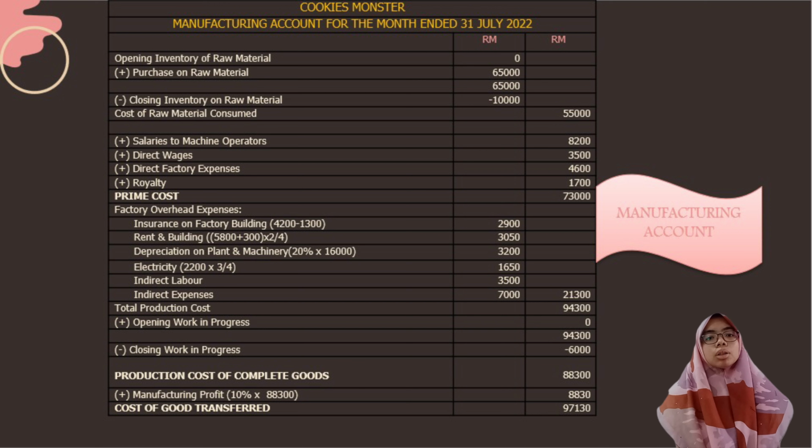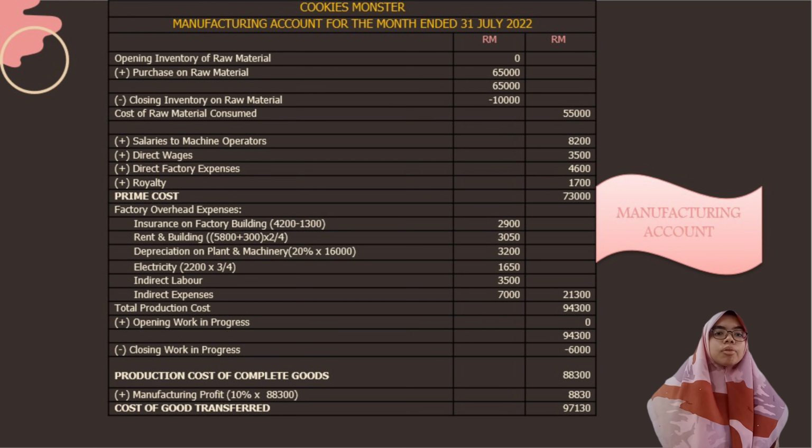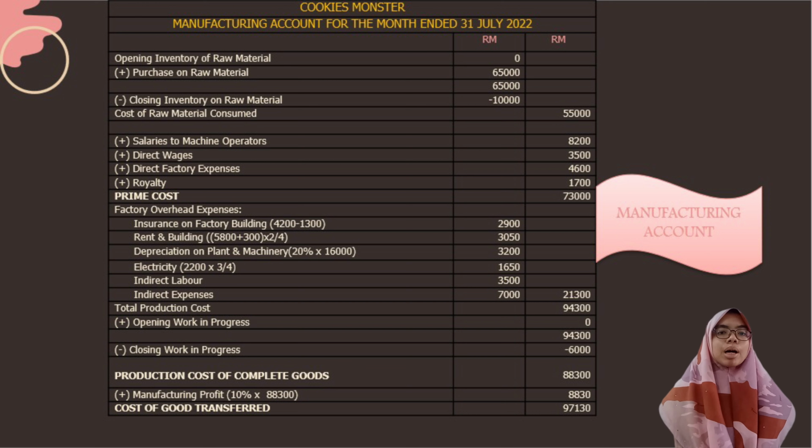Moving on, we go to more information. Cookies Monster produced 10,000 unit packets of cookies in one month. The total production cost of finished goods is 80,000. So the cost per unit is 8 ringgit. Next, the percentage of markup for determining the selling price is 50%. So the selling price is 10 ringgit.